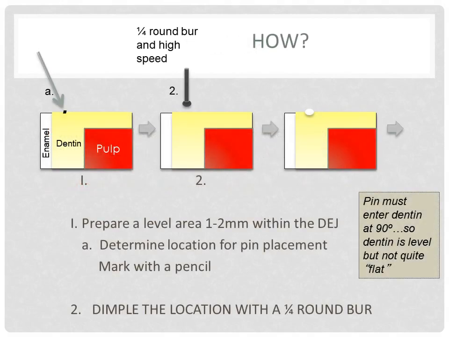Steps for pin placement. 1. Determine the location for your pin. 2. Use a quarter round bur to make a slight dimple. This dimple should be just deep enough to keep the channel former from slipping. Do not make the dimple the full diameter of the bur.